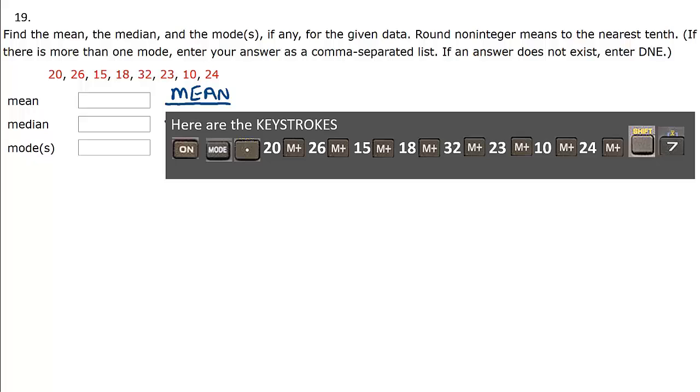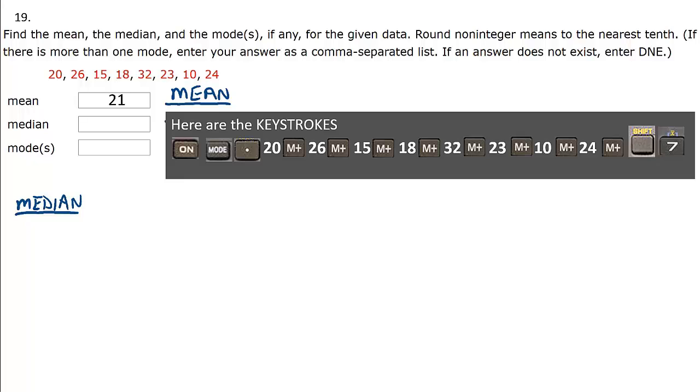So you put 20 M plus, 26 M plus, 15 M plus, 18 M plus, 32 M plus, 23 M plus, 10 M plus, 24 M plus. Students often miss that last M plus, but if you don't press that last M plus, the 24 doesn't go in and you're going to get the wrong answer. And when you've gotten all the data in, you hit Shift 7, which calculates the mean. And if you do that, you'll find out that the mean is 21.